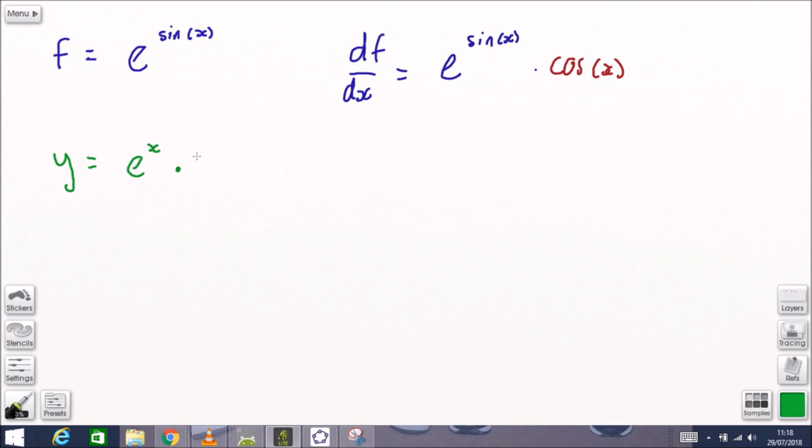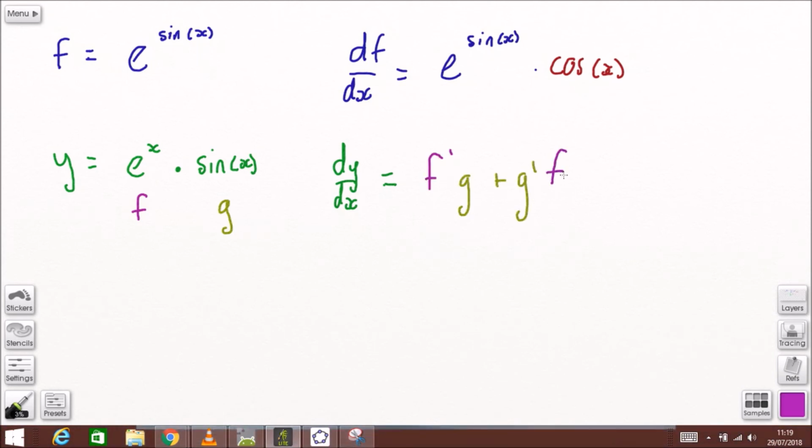And a product rule, once again, stays very simple. We've got dy dx is equal to f prime g plus g prime f. So f is e to the x, so that's not going to differentiate to anything different. And g is sine of x. So here's the product rule. F is e to the x, so f prime is e to the x.